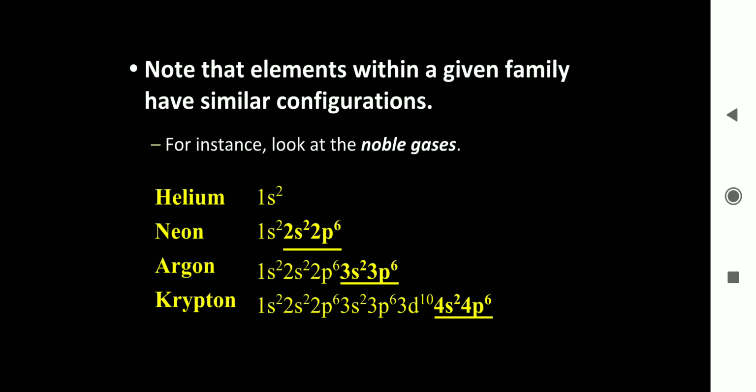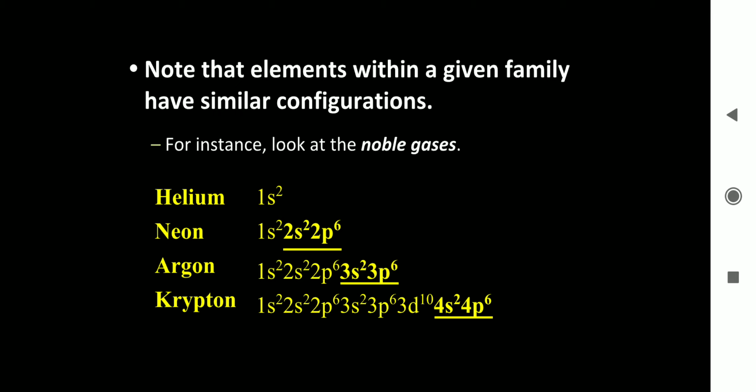Note that elements within a given family have similar configurations. For instance, look at the noble gases. Except helium, neon has 2 electrons in its s orbital and 6 electrons in its p orbital. Argon has 8 electrons in its valence shell. It has 2 electrons in its s orbital, 6 electrons in its p orbital. Krypton in its valence shell has 2 electrons in its 4s orbital and 6 electrons in its 4p orbital.